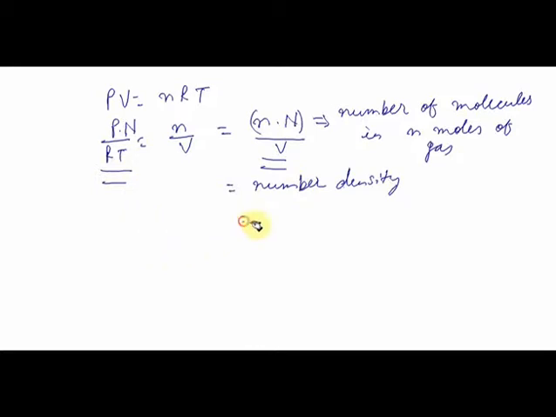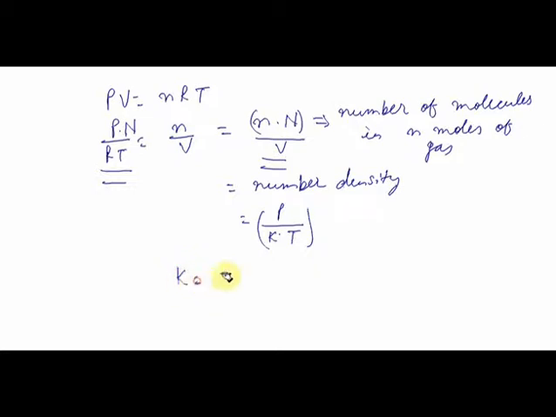Now on the left hand side we have PN by RT. Now here we can replace R by N with K, where K is Boltzmann constant. So this is our final equation for number density.